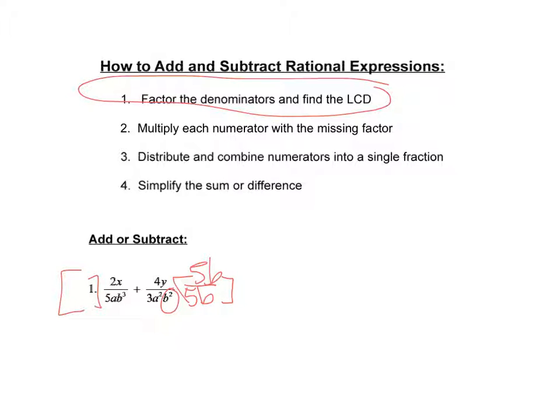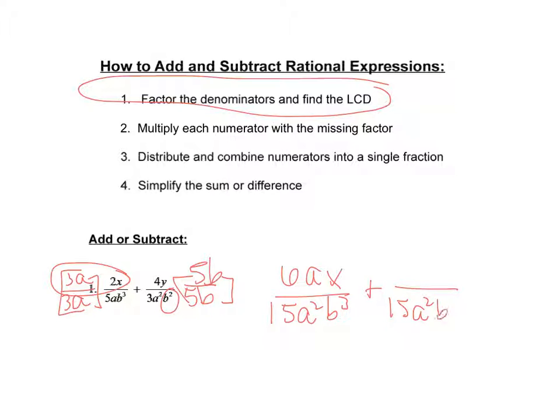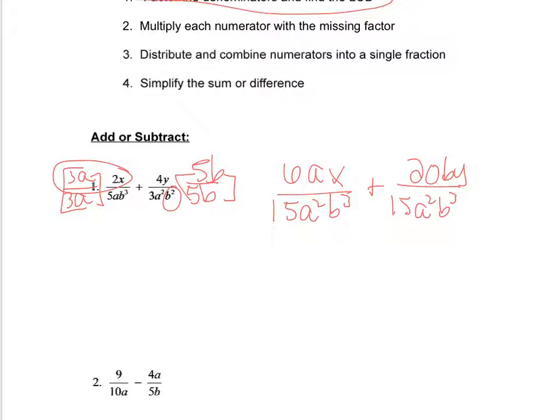The left-hand side, you're missing a 3. You're missing an a, and that's it. So just make sure you multiply on top. We end up with 6ax over 15a squared b cubed. So notice how that's going to match the other side's denominator of 15a squared b cubed. Okay, and then your numerator ends up being 20by, so you can't really do a whole lot to combine those except rewrite it.